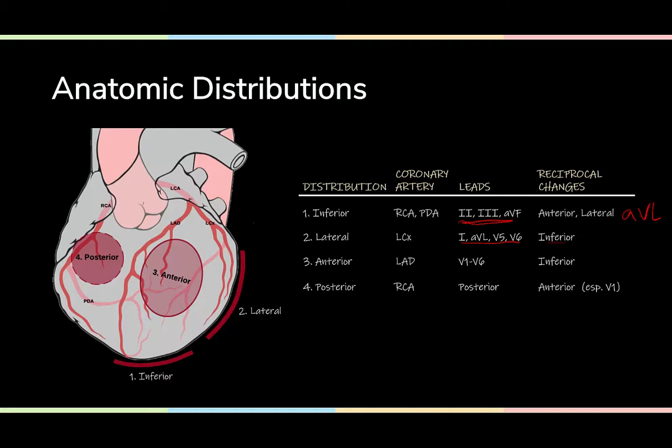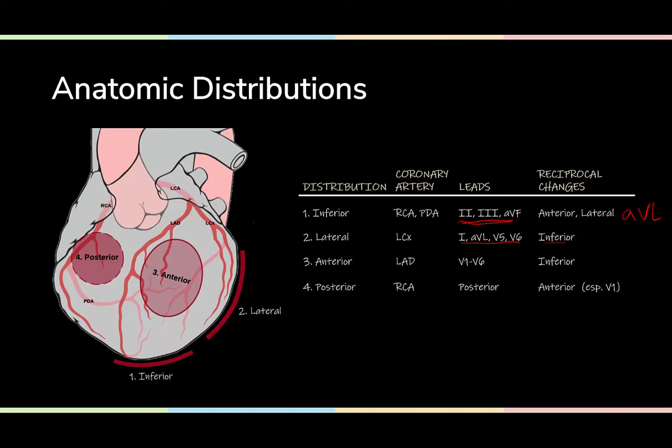Now, the lateral wall is a pretty good chunk of the workhorse of the heart, from the left ventricle. These patients typically do better than anterior MIs, but these can still be pretty large infarcts that can cause a pretty significant acute drop in the cardiac output. And you can start to see these patients in shock in the ED before you can get intervention on board.